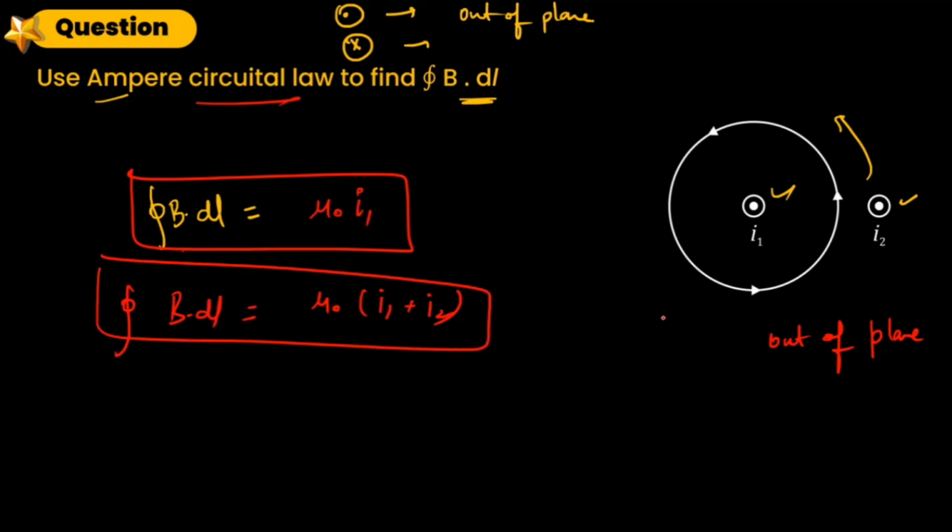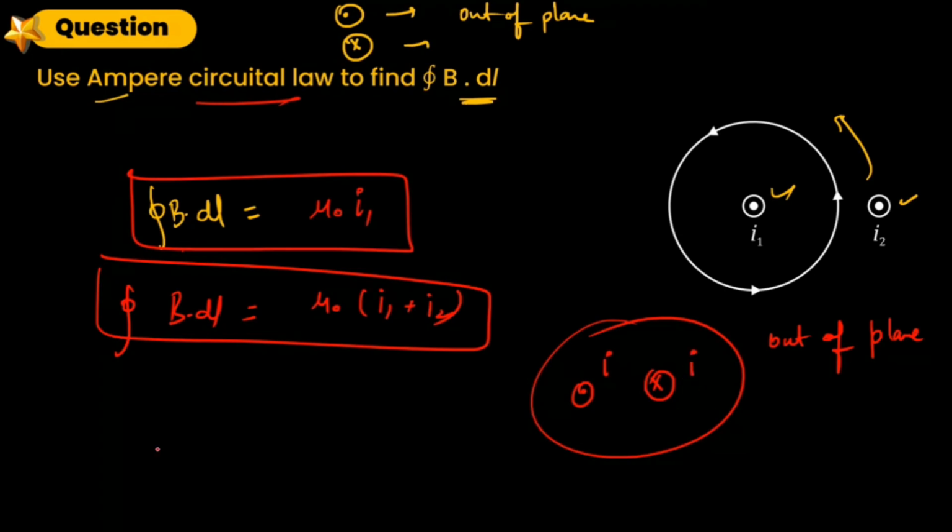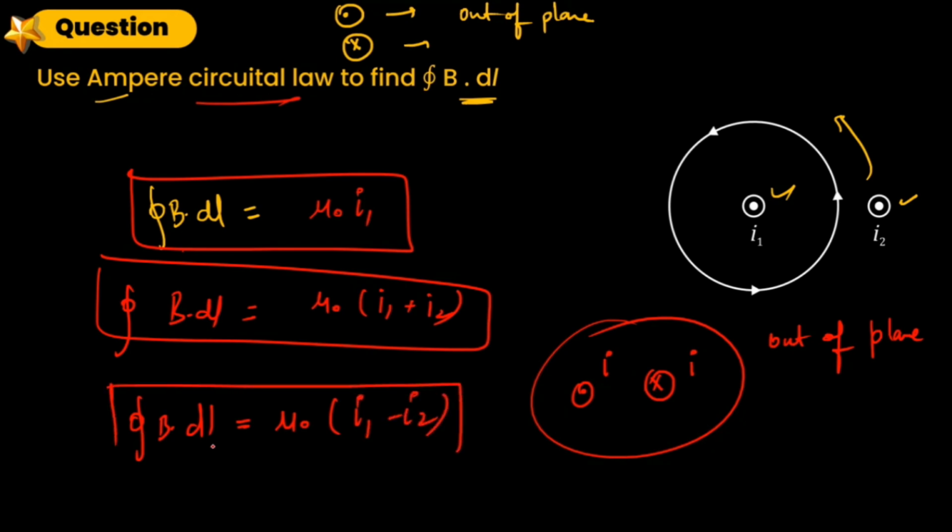Also, there is another case. If I have a circular loop which is carrying current in this way, like there are two wires, one is carrying current in the upward direction, the other is going into the plane. So B dot dl is equal to mu naught times I1 minus I2 this time. So depending upon the values also, we will describe it this way.